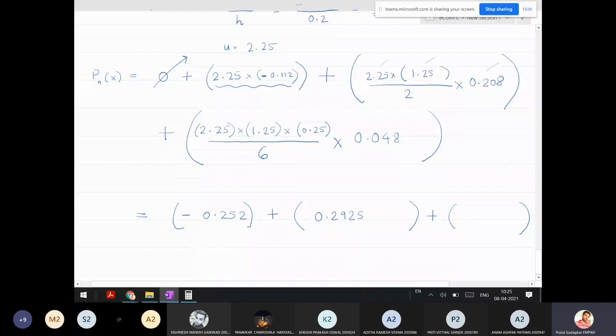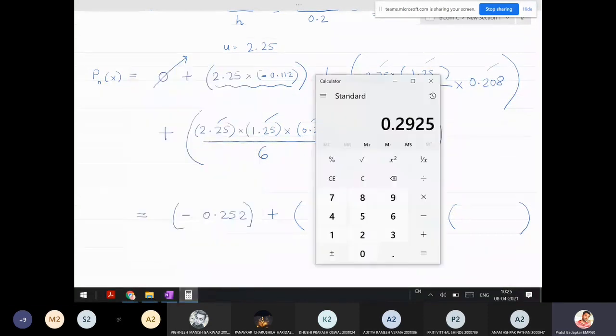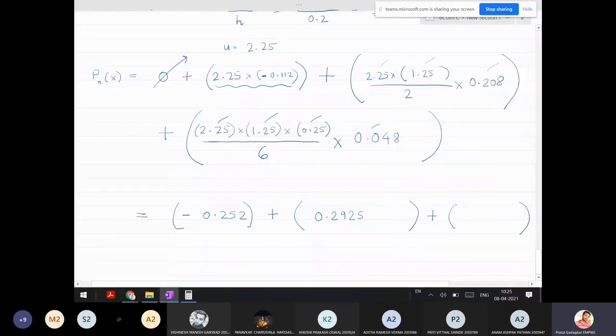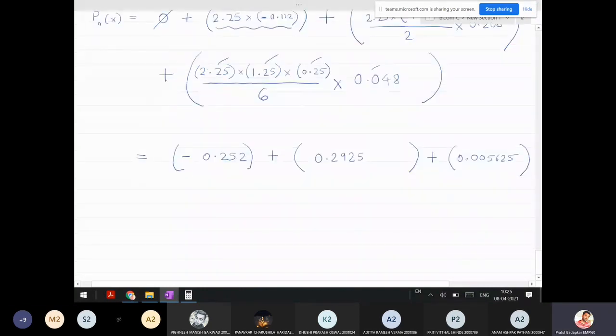Third bracket. What is the answer of the third bracket? It is 2.25 into 1.25 into 0.25. Then you multiply it by 0.048, and you divide everything by 6 because 6 is in the denominator. So when I use that, I get 2.25 multiplied by 1.25 multiplied by 0.25 multiplied by 0.048, and that entire multiplication I divide by 6. When I divide it by 6, I get 0.005625. So let us write that in the table calculation, 0.005625.